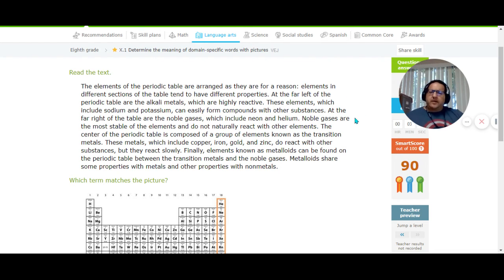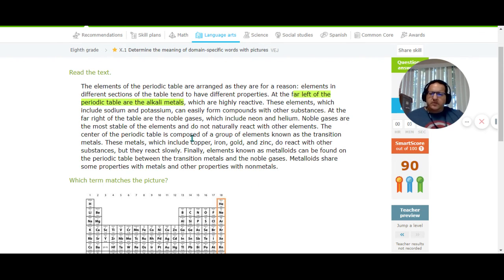The elements of the periodic table are arranged as they are for a reason. Elements in different sections of the table tend to have different properties. At the far left of the periodic table are the alkali metals. So I see far left and alkali metals, and that's going to help me exclude that as a potential answer, because over here is the far right of the table.